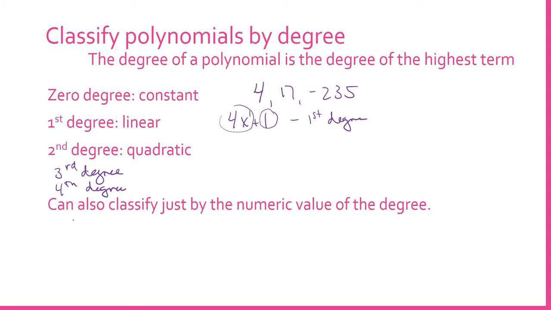And as I said in the book, you're just going to classify by the numeric value of the degree. So you're just going to say 0, first, second, third, fourth, etc. But keep in mind that these words are ones that we are going to be using together. Okay, so let's talk about classifying by degree and number of terms. We always say the degree first and the number of terms second.